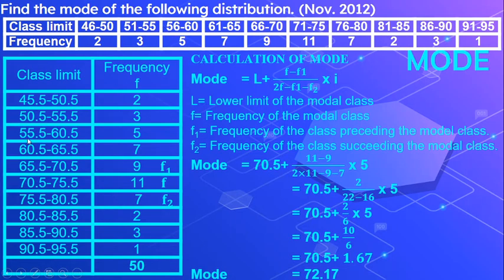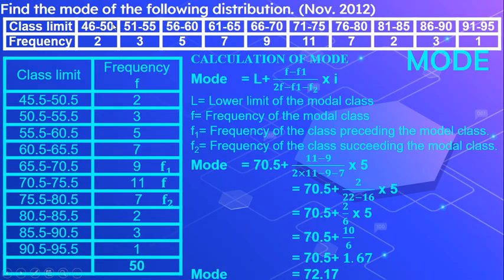56 minus 0.5, 55.5. 61 minus 0.5, 60.5. 66 minus 0.5, 65.5. 71 minus 0.5, 70.5. 76 minus 0.5, 75.5. Then 81 minus 0.5, 80.5. 86 minus 0.5, 85.5. 91 minus 0.5, 90.5.